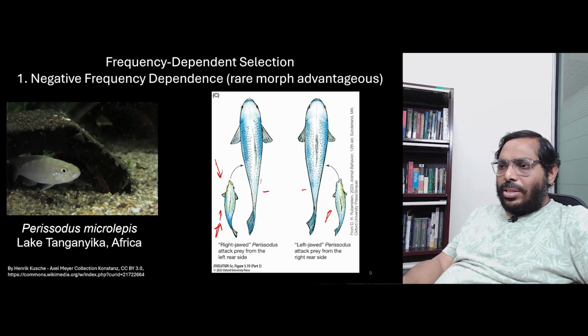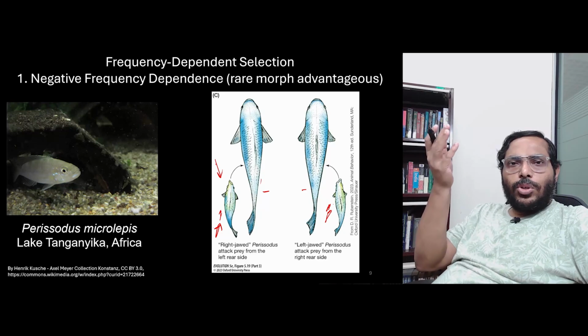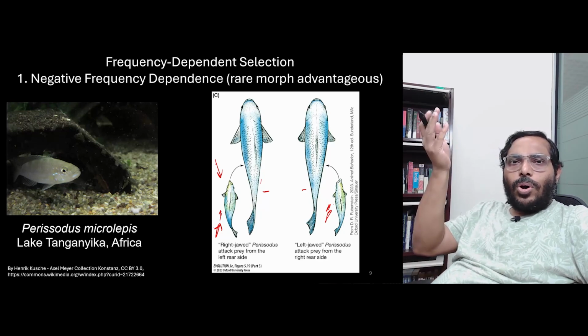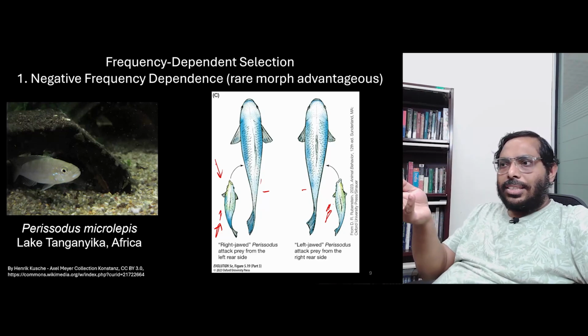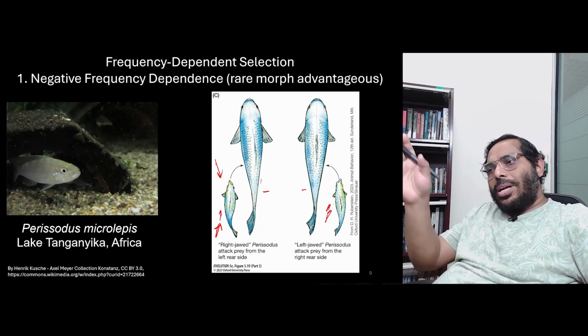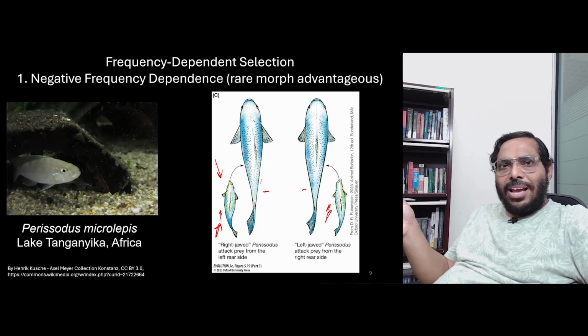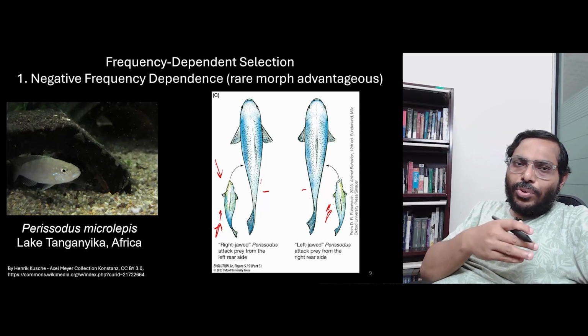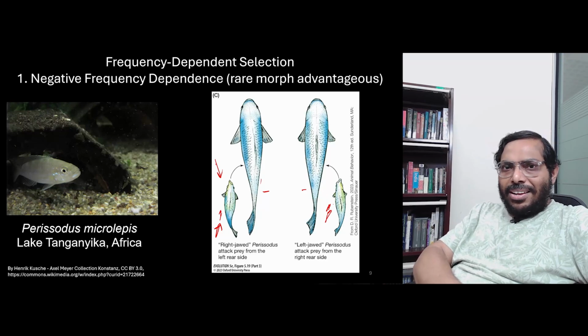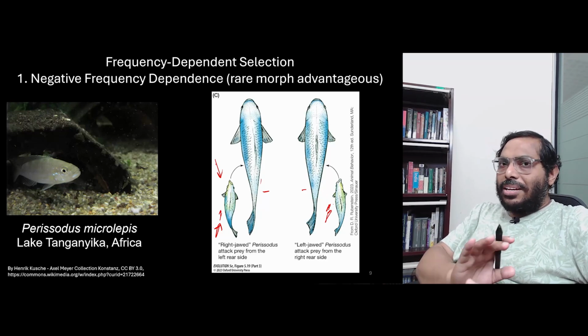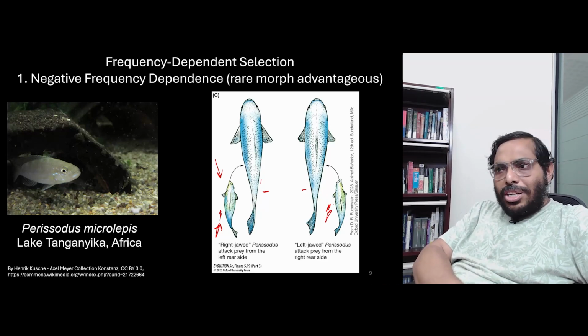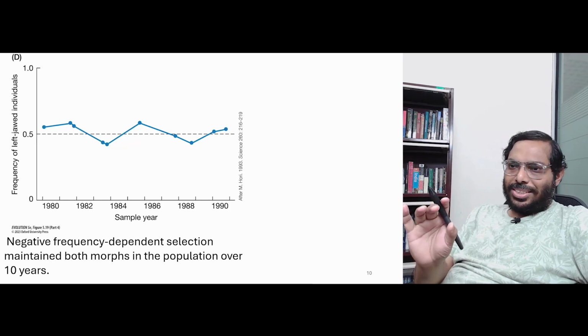On the other hand, when this happens, then what happens? These guys, they get an advantage. Now, when they get an advantage, what happens? Their numbers go up, and when their numbers go up, the opposite thing starts happening. The prey starts paying more attention towards the other side, the right hand side, and now it is the other morph which is at an advantage. And this sounds like a story, but this is not a story. People have actually shown this.